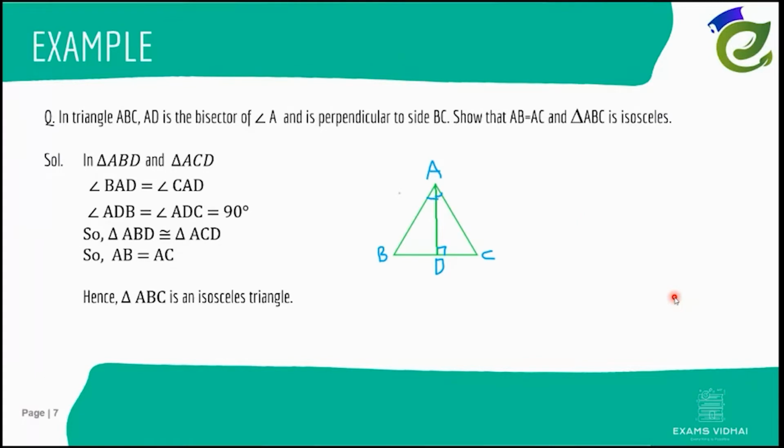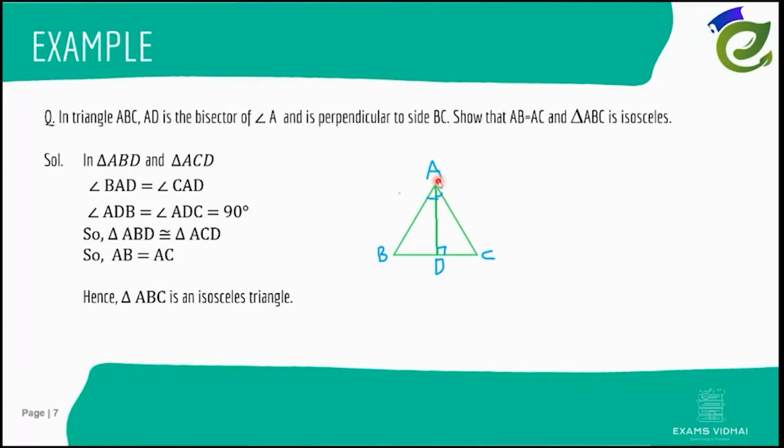Now let's take an example. It is given that in a triangle ABC, AD is the bisector of angle A, and the bisector itself is perpendicular to side BC. We have to show that AB equal to AC and that the triangle ABC is isosceles. Now we did not cover what is angle bisector. Angle bisector means that it is a line drawn from one vertex to the opposite side, and the specialty is that this line will bisect the angle.